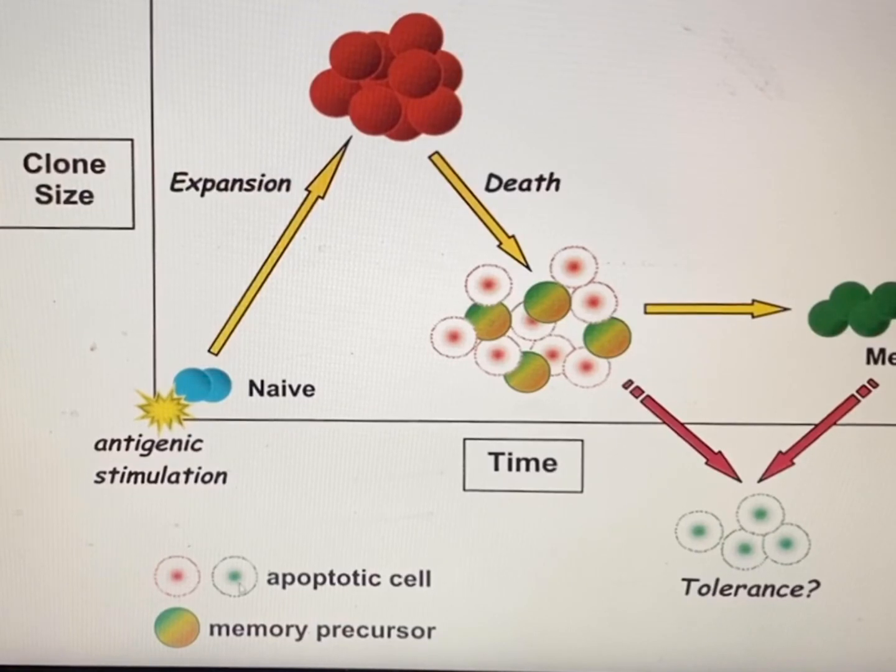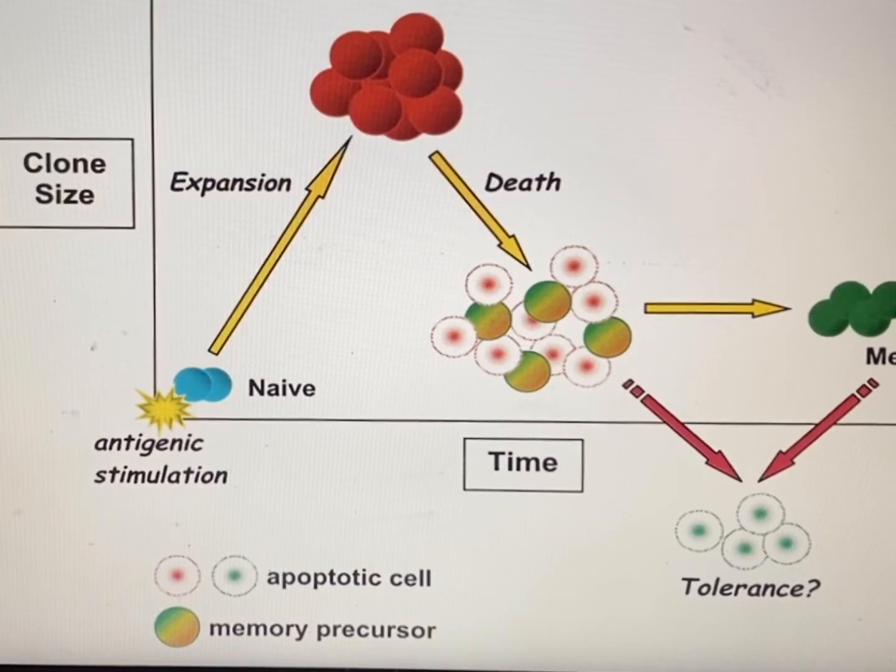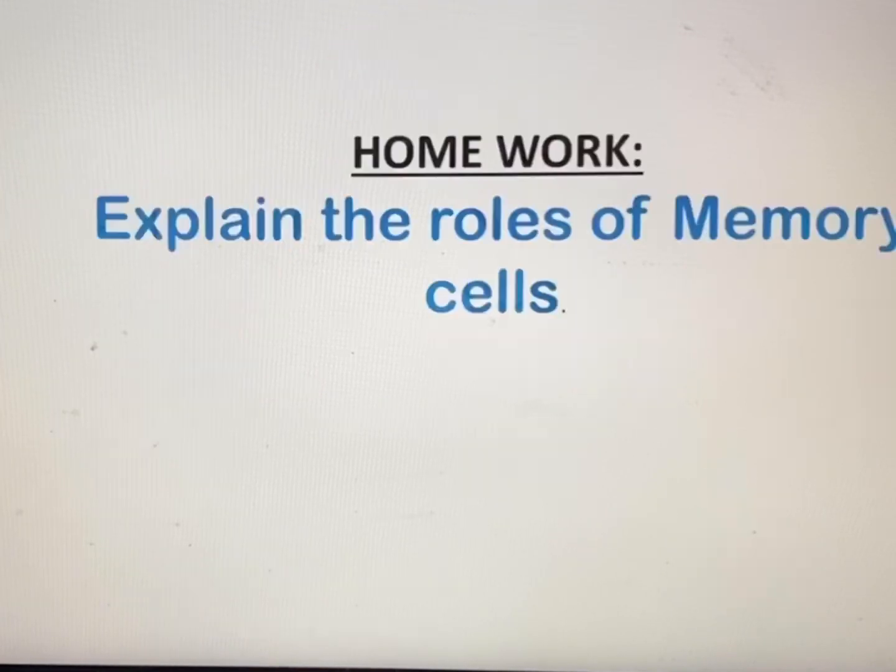And this green color is showing the apoptotic cells, and this multicolored is showing the memory precursor cells, and the red and green both are actually apoptotic cells, which are the combination of different sorts of natural killer cells and plasma cells and sort of dead cells, okay.